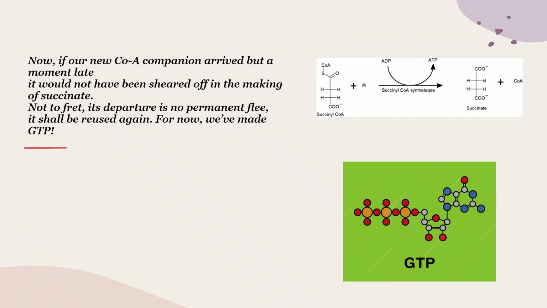Now, if our new CoA companion arrived but a moment late, it would not have been sheared off in the making of succinate. Not to fret, its departure is no permanent flee, it shall be reused again. For now, we've made GTP.